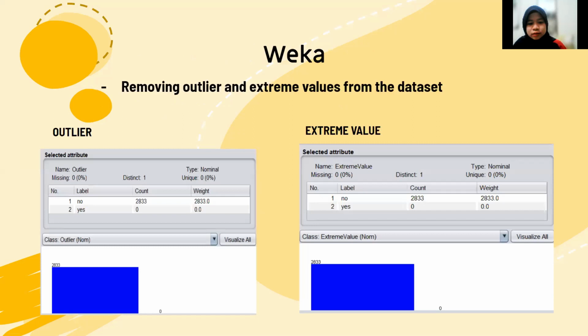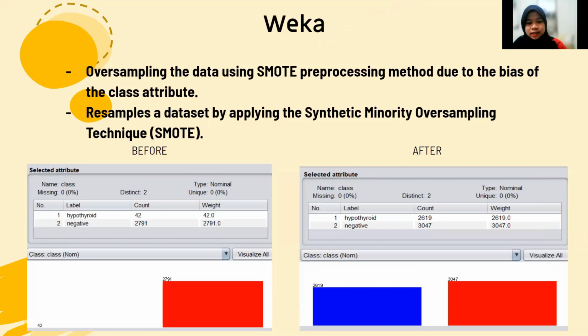Next, we use Weka to identify the outlier and extreme values from the dataset. Then, we decide to remove them as they are not needed in the dataset using the RemoveWithValues filter in Weka. Here, we can see the result after removing both the outlier and extreme. From the chart, we can see that the dataset is biased towards negative values, where the negative value is 2,791, while hypothyroid only has a total of 42. So we decide to resample the dataset using the synthetic minority oversampling technique, which is also known as the SMOTE method, to keep the balance between hypothyroid and negative values.